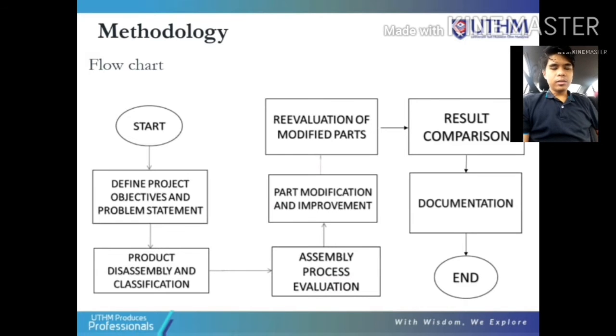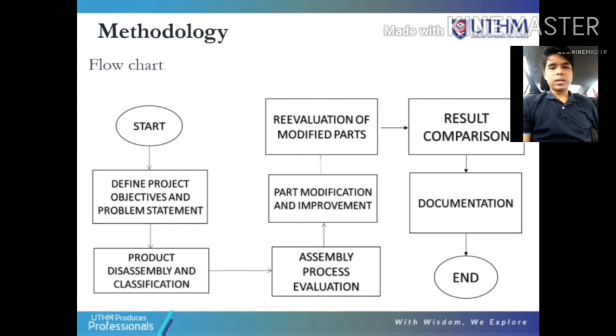Here we can see the flowchart for this project. First of all, we start where we get the product of the water heater shower from our lecturer. The product is what we need to interpret using the method of design for manufacturing and assembly. From the product we can define the project objectives and the problem statement. We study the product to relate it with design for manufacturing and assembly.